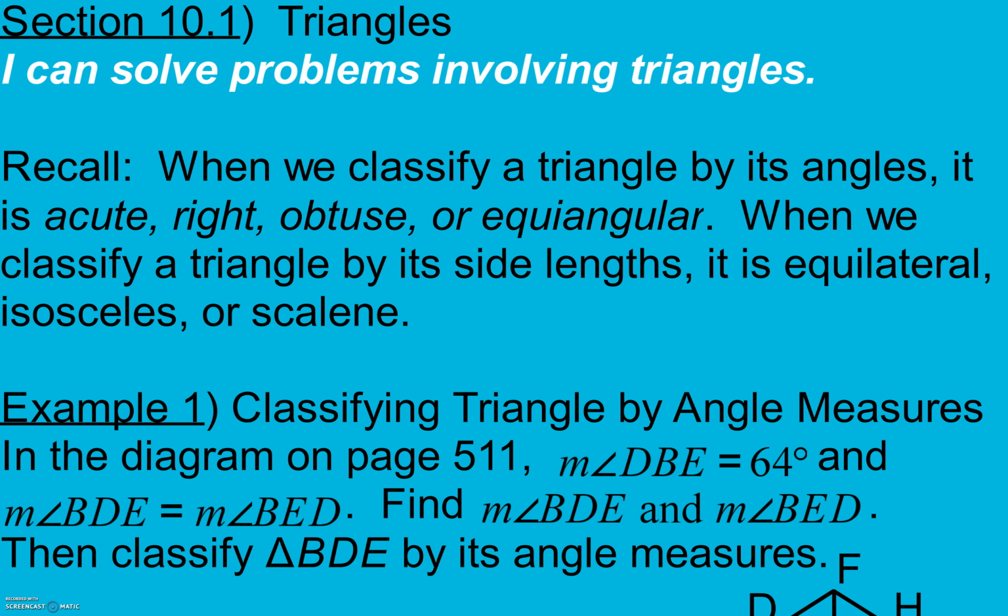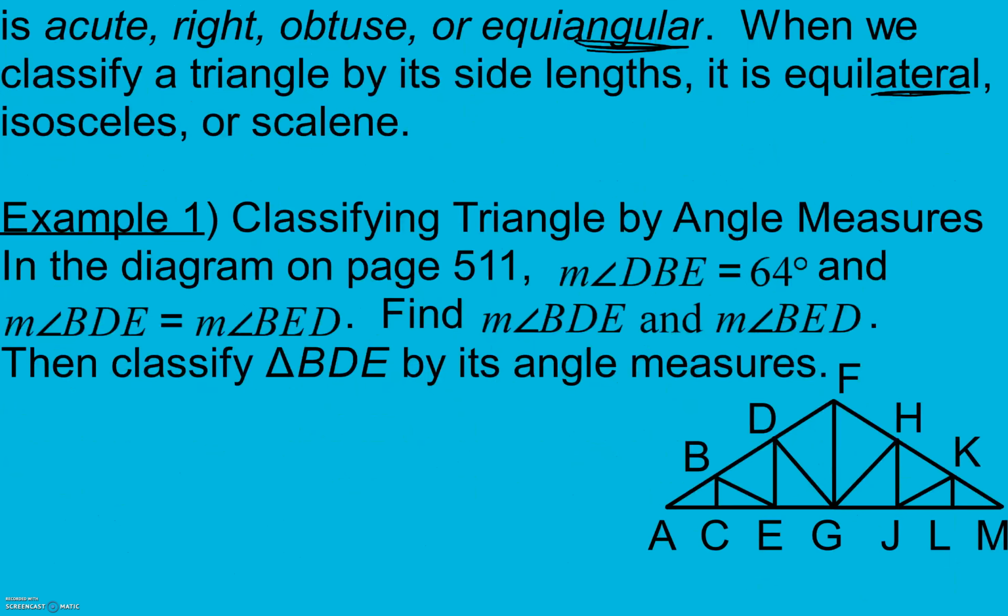More commonly, we use equilateral, which means all of our sides are the same. But equiangular, same idea, just with our angles. So all of our angles are the same. If a triangle is equiangular, it's also equilateral. When we classify a triangle by its side lengths, it's equilateral if all of our sides are the same, isosceles if two sides are the same, or scalene.